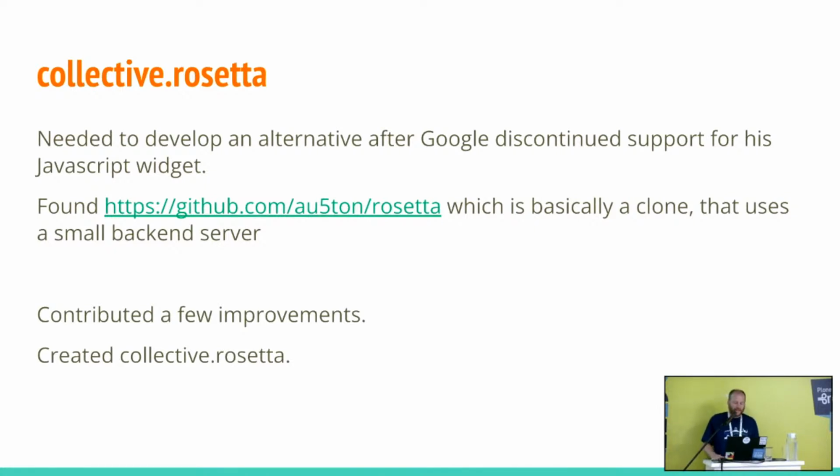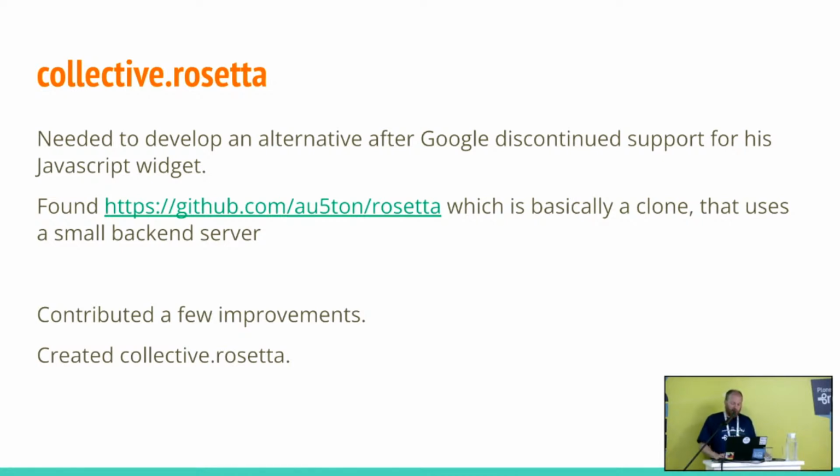Okay, so basically on collective.rosetta, we had a customer that basically was using the Google widget. And since it was being discontinued, we needed to provide a similar solution for them. I found a guy on GitHub that basically did the same thing. It created a widget with React, and it is basically a clone. You need to provide a simple backend server, and it will use a really easy API, two endpoints, and it will do the same thing.